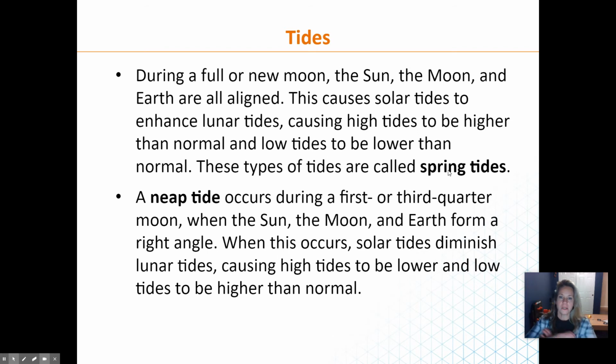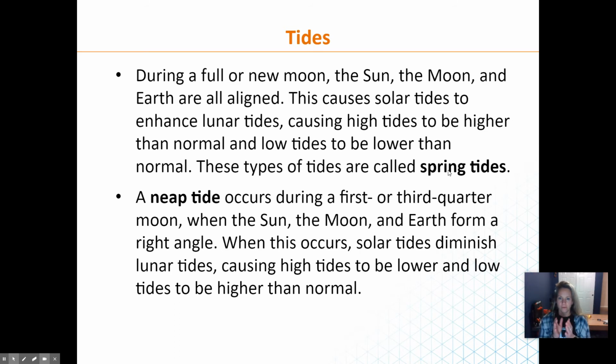All right. So I mentioned that sometimes we get really high tides, sometimes we get just normal high tides. And so the 2 types of tides are called spring and neap tides. A spring tide does not mean it happens in the spring. A spring tide actually happens twice a month, and a neap tide happens twice a month. A spring tide is when you get higher than normal tides.